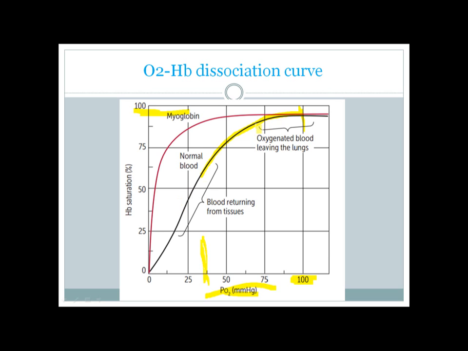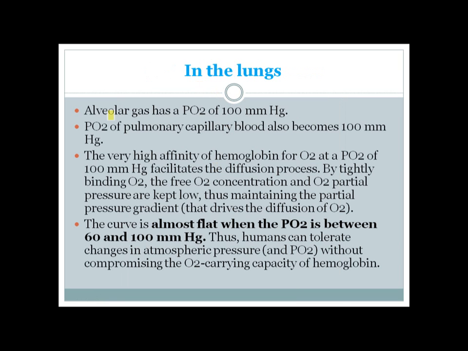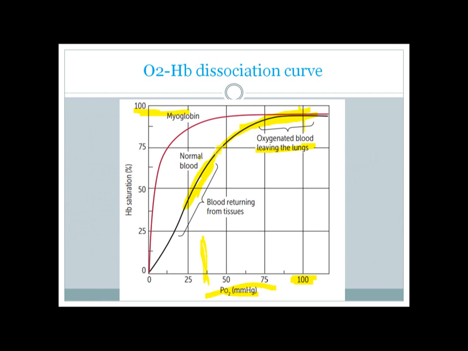As you can see, this portion is the flat portion, which is for the lungs, and this portion is the steep portion, which is for the tissues. The flat portion facilitates the loading of oxygen into hemoglobin due to increased affinity, and the steep portion facilitates the unloading of oxygen from hemoglobin due to decreased affinity of hemoglobin for oxygen, which also occurs due to the effect of cooperativity. In the lungs, the alveolar gas has a partial pressure of about 100 millimeters of mercury, and so the pulmonary capillary blood also has a partial pressure of about 100 millimeters of mercury, and the very high affinity facilitates oxygen loading.